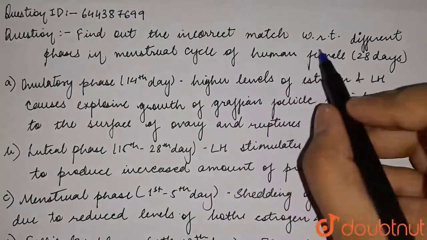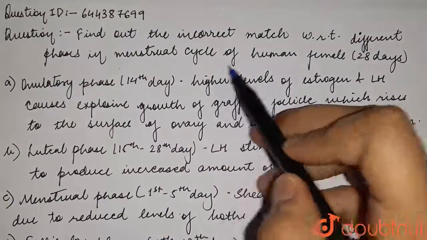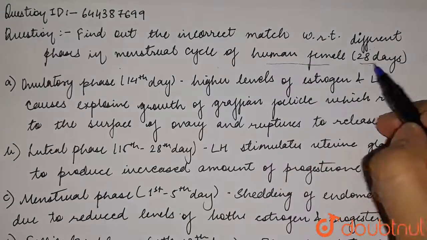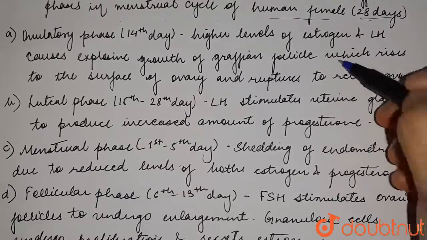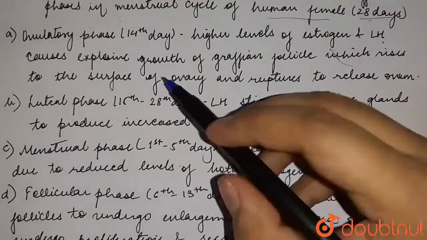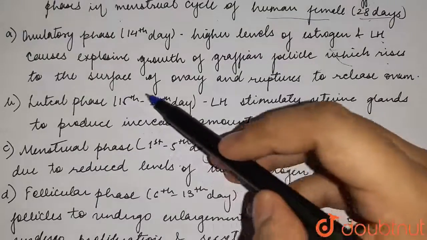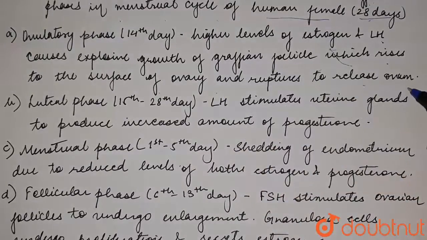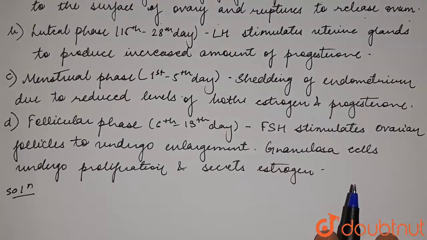Hello students, so we have the question. Find out the incorrect match with respect to different phases in menstrual cycle of human female, which is of 28 days. A. Ovulatory phase, which is the 14th day. Higher levels of estrogen and LH causes explosive growth of Graafian follicle, which rises to the surface of ovary and ruptures to release ovum. Then the luteal phase, which is the 15th to 28th day.